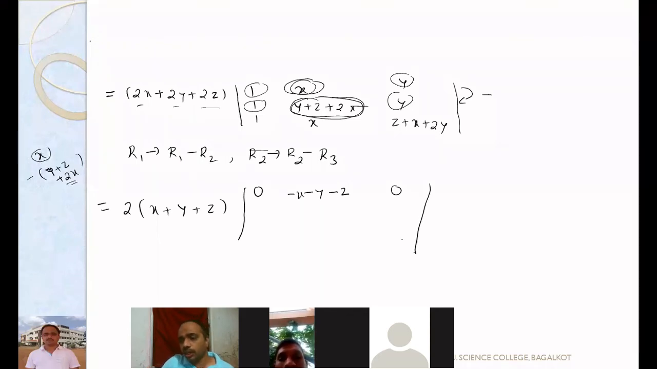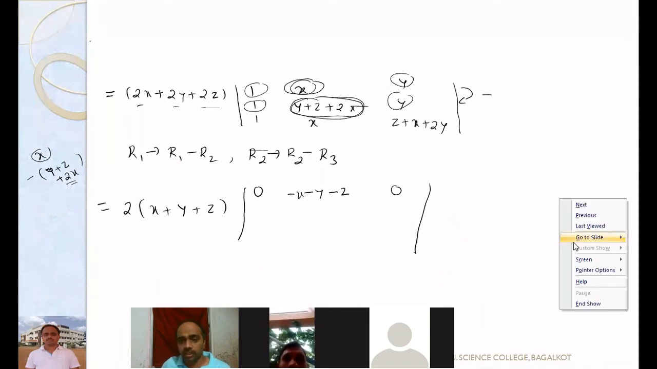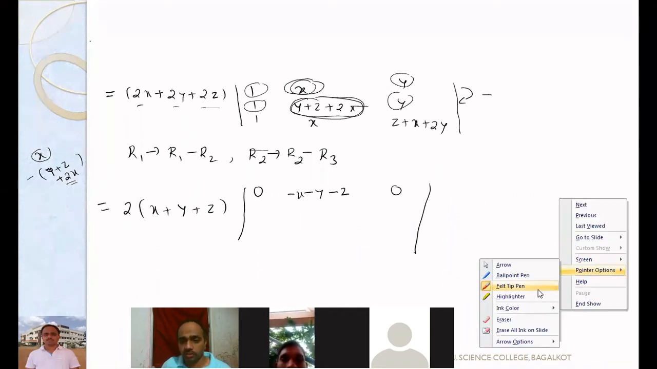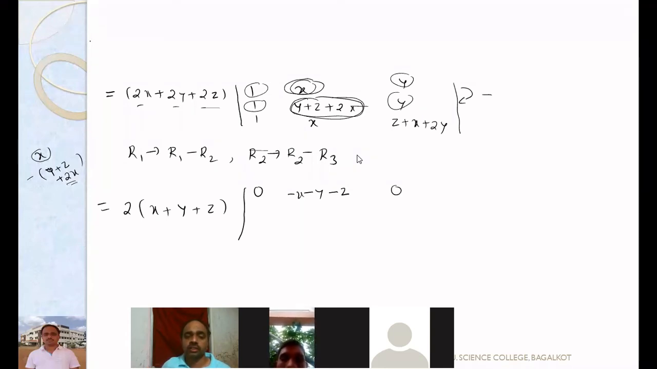Okay, next. R2 minus R3. Similarly, R2 minus R3. You write. You just try. I will write afterwards. What do we get? I'll write the answer later. Let me see how you do this. R2 minus R3. You write in your notebook. R2 minus R3.